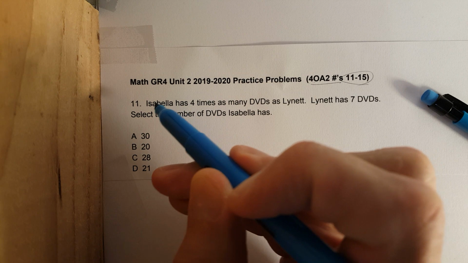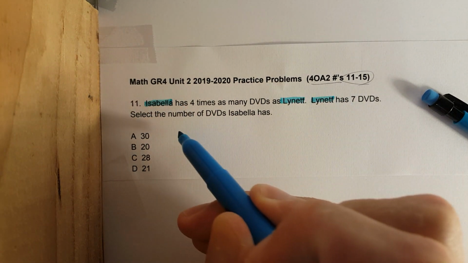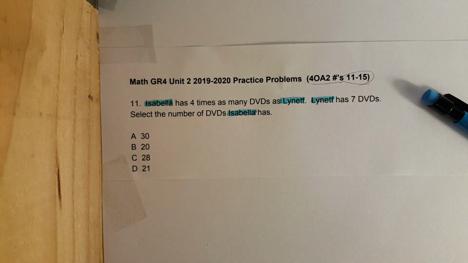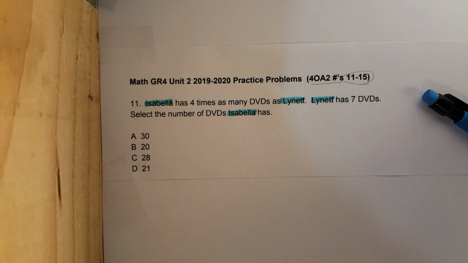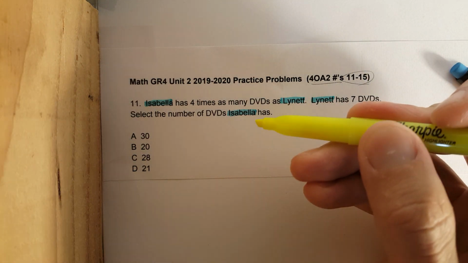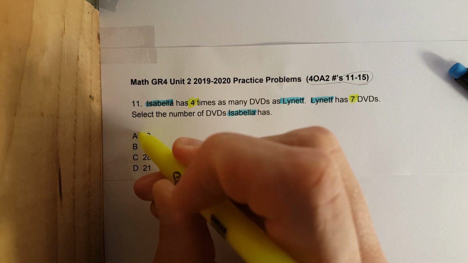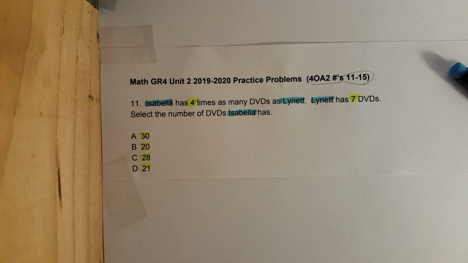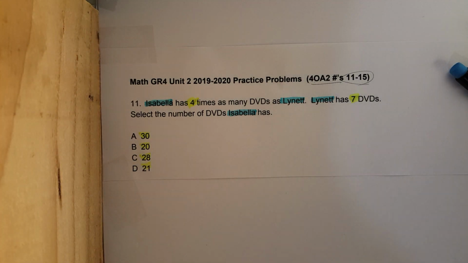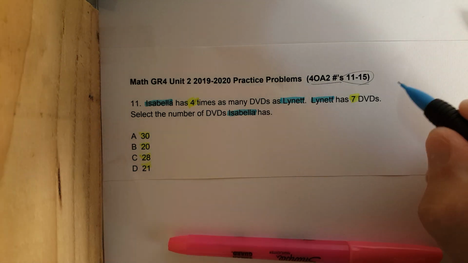Proper nouns, so names of people, Isabella and Lynette. So I like colors and highlighting. Use the blue for proper nouns so we can find out who the people are. You know you are doing math, so find the numbers. We have 4, 7, and then there's our possible answers. All right. Last one left, academic vocabulary. Let's read it.